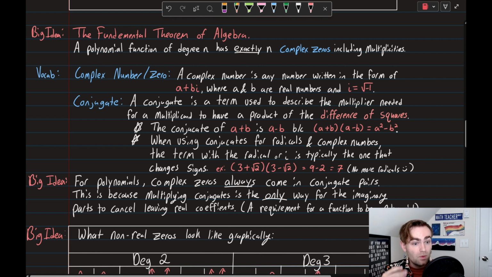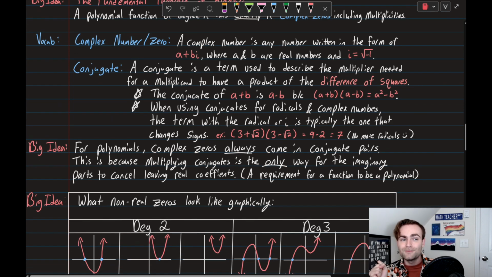So let's talk about what is a complex number, because that might be a little new, or hopefully it's not completely new and I'm just reminding you of its existence. A complex number is any number that's written in the form of a plus bi, where a and b are real numbers, and i is defined as the square root of -1.